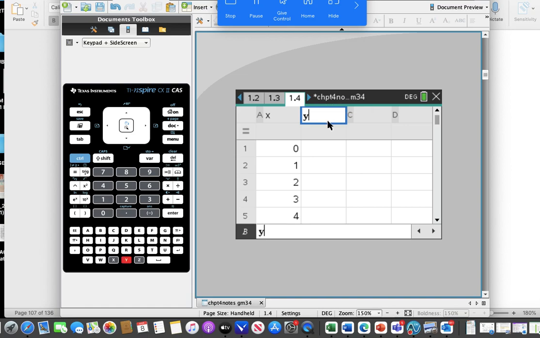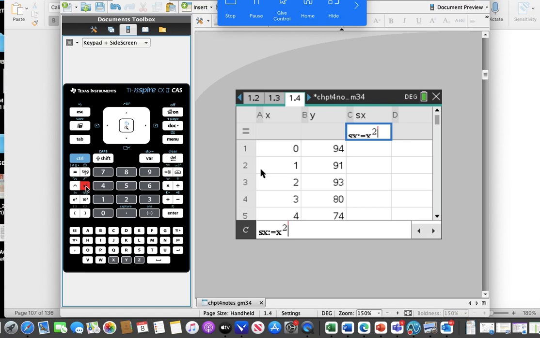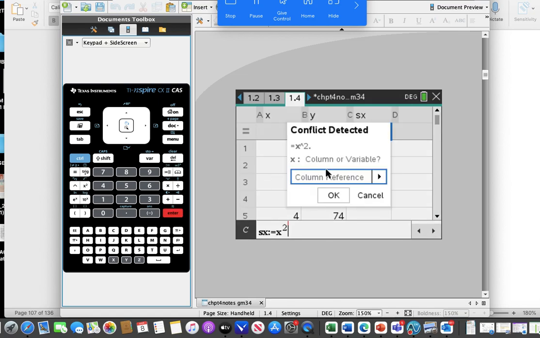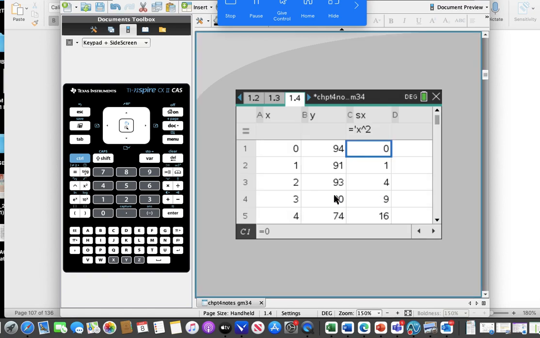I've obviously prepared this earlier. Were they asking me to square the X? So I would do that. I'm calling it SX, and then underneath I press equals. Now I choose X because that's what I called it, and squared, and press enter. If you get this, some of the new calculators don't, but if you do, it's always variable reference, click OK.